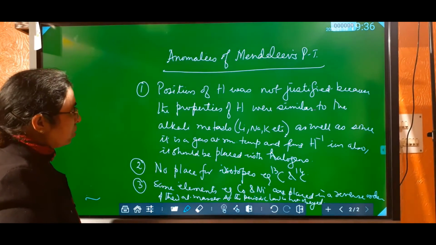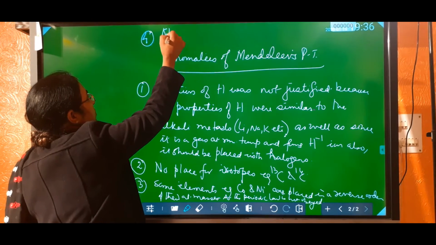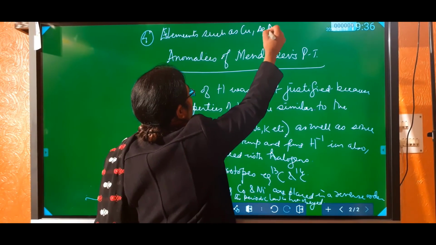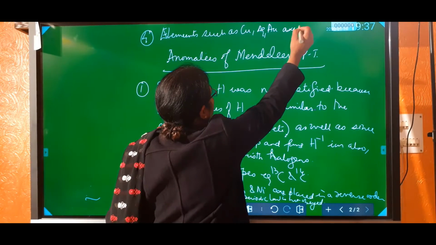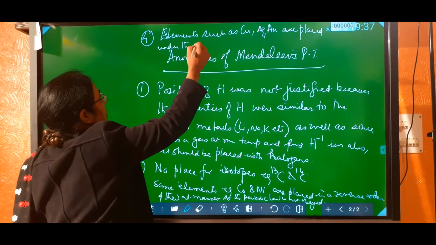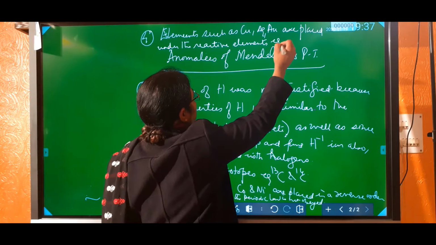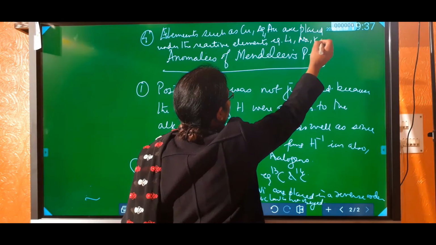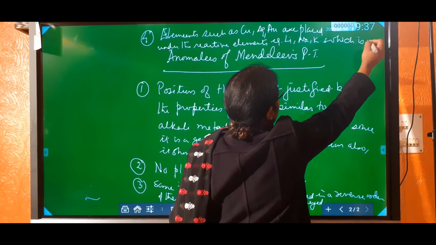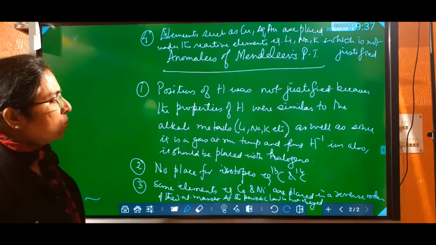Periodic law is not obeyed. Then we had also seen one more anomaly, that elements such as copper, silver, gold are placed under the reactive elements, for example, lithium, sodium, potassium, which is not justified.